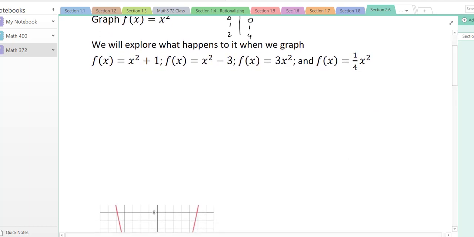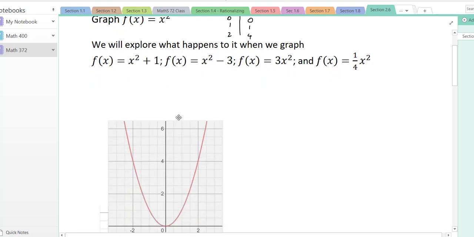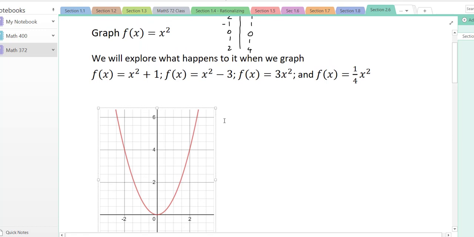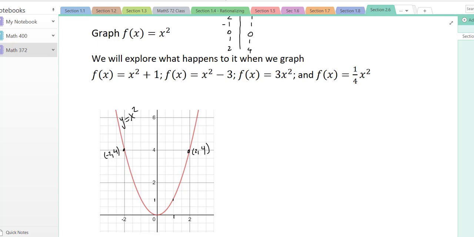So I've already graphed our y equals x squared here, f of x equals x squared, our nice parabola. Based on the t chart, we have 0, 0. When x is 1, you have 1 as well. When x is 2, you have 4. So this is the point 2, 4, and over here the mirror image is the point -2, 4. So this is the graph of y equals x squared. So what happens when I graph, I'm going to graph it in blue over here, f of x equals x squared plus 1?